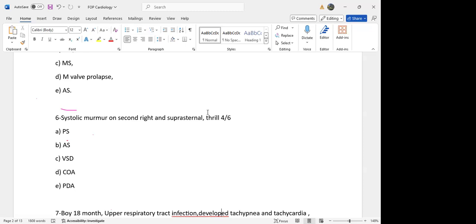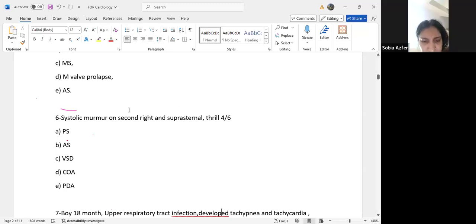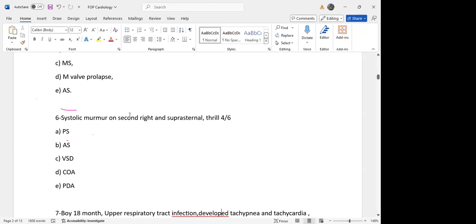Most likely the murmur is AS. Yes, AS, and they can also give you the radiation as well. So in aortic stenosis, we have carotid radiation as well. The murmur radiates to the carotids as well. So that is why, on the second right side, you have a murmur of aortic stenosis.